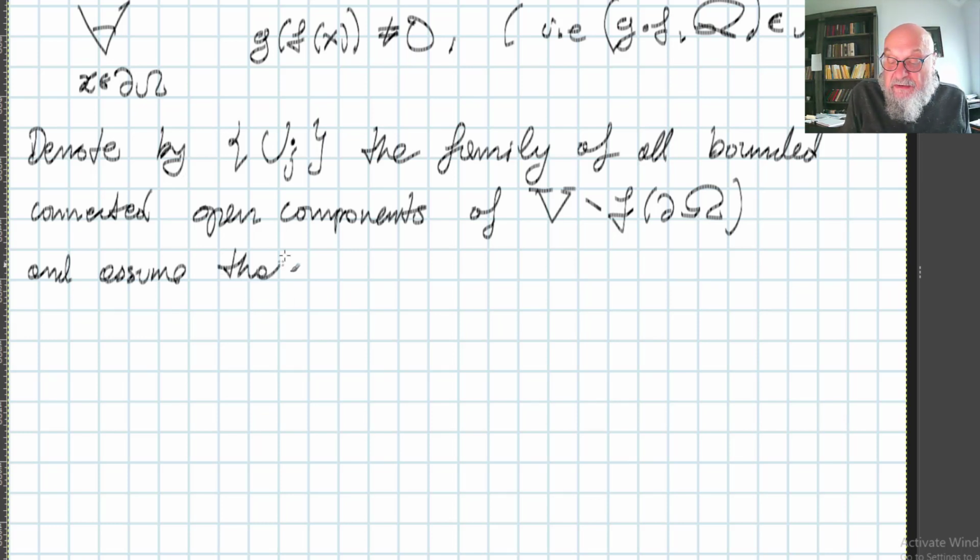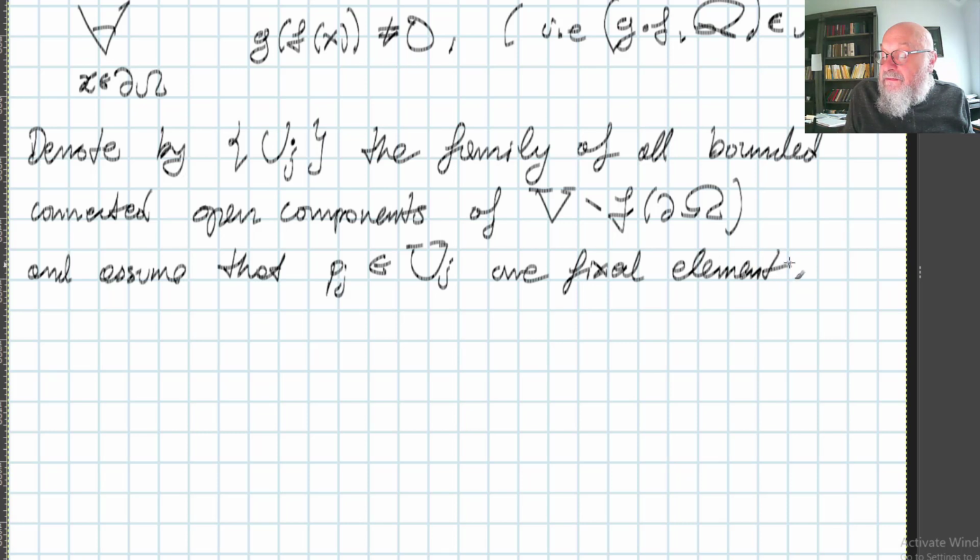And assume that we have p_j belonging to U_j a fixed element. Maybe write it down: p_j that belongs to U_j are fixed elements. So then we have the statement.